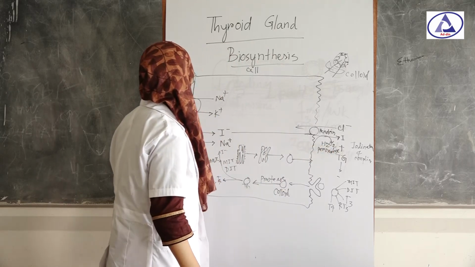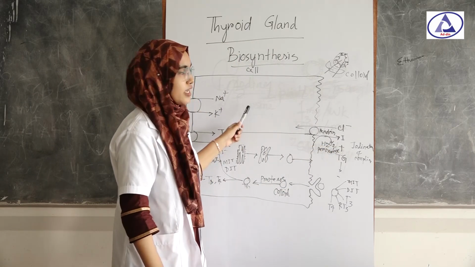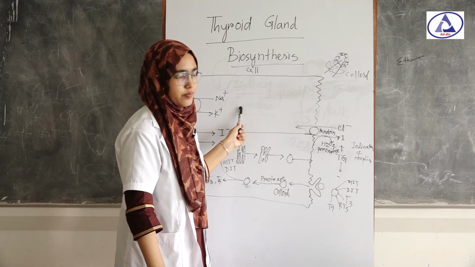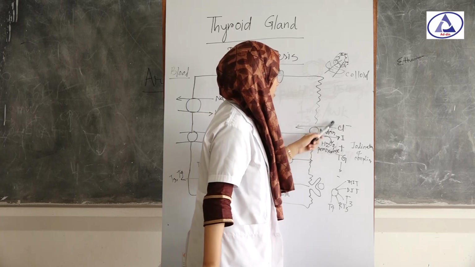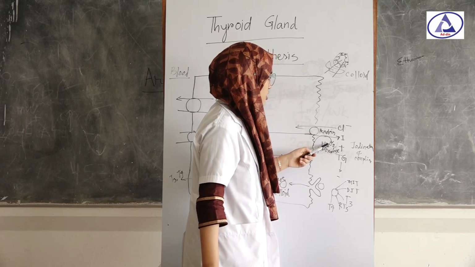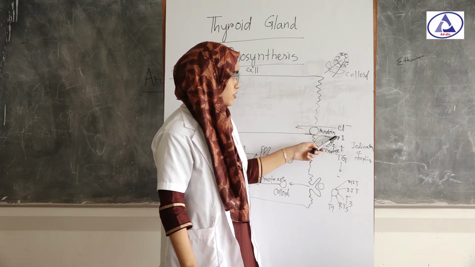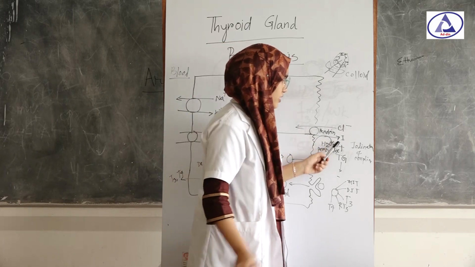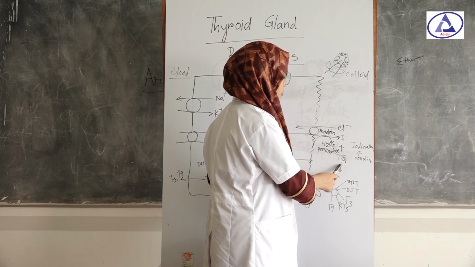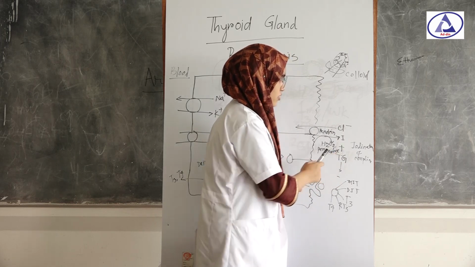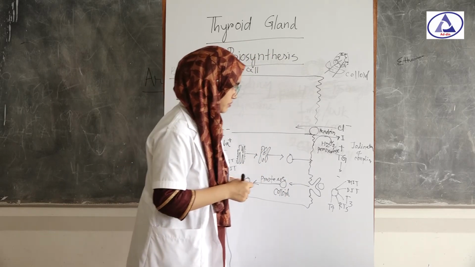So I was talking about this process. When the iodide ion enters into the cell, it is called iodine trapping or iodide trapping. Then it comes out of the cell and comes in the colloid and is oxidized to form iodine. This is called oxidation of iodide ion to iodine. Then this iodine combines with the thyroglobulin molecule. This is binding of iodine with thyroglobulin molecule, called organification of thyroglobulin.